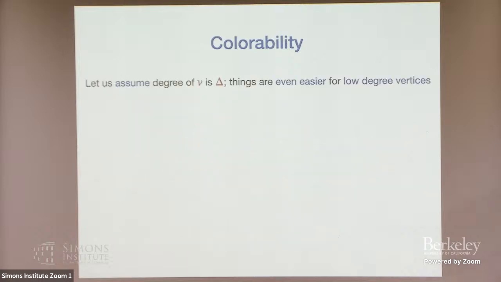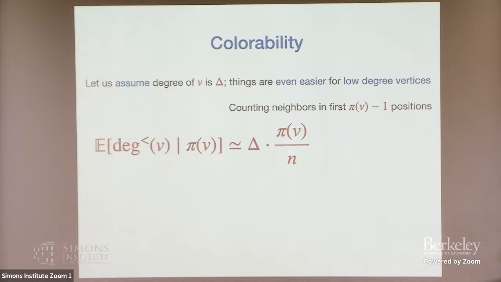So what do I do with that? Let's assume that my vertex has degree delta. If it is low degree, then you're completely okay. I will not prove this part, but if the vertex has low degree, that's very easy. So let's assume it has the maximum possible degree. So I want to calculate that quantity. This is the number of available colors to me. On average, how many colors are available?